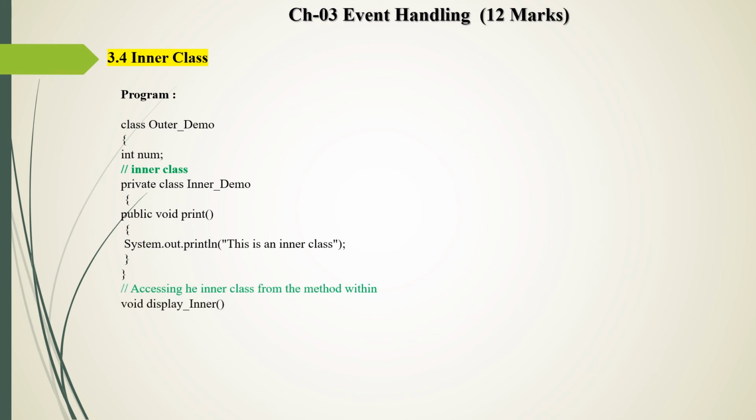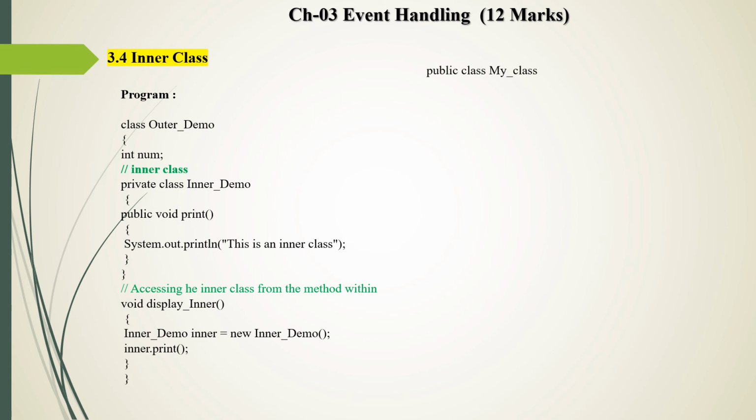Then in OuterDemo we define another method, that is void displayInner, and in that method we create one object of our inner class. Our inner class name is Inner_Demo. So we create one object and call the method print. So the class and methods both are defined in our OuterDemo class. So it is a very simple concept.